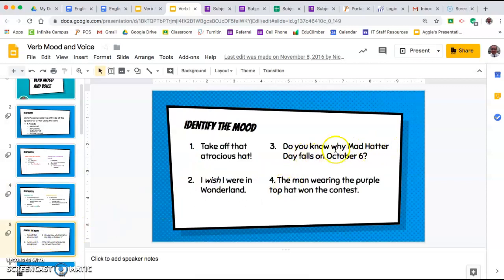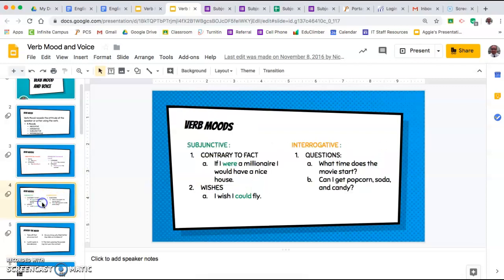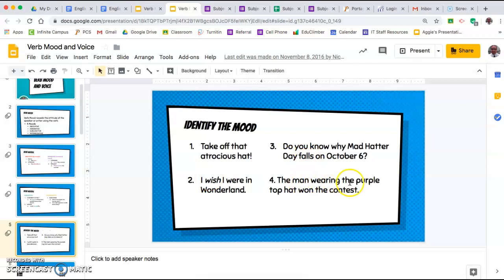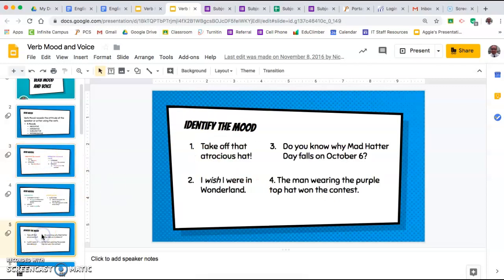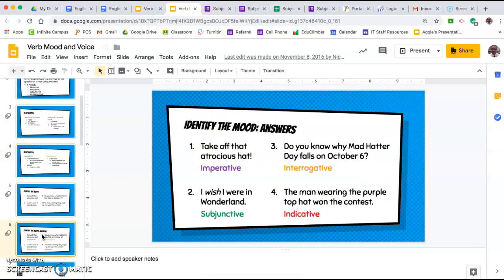Do you know why Mad Hatter Day falls on October 6th? You're asking a question. It's like you're interrogating somebody else, so it's the interrogative mood. And then the man wearing the purple top hat won the contest is just a statement of what happened, so that is the indicative mood. It's just indicating what happened. And if we look at the answers, those match with what I just said.